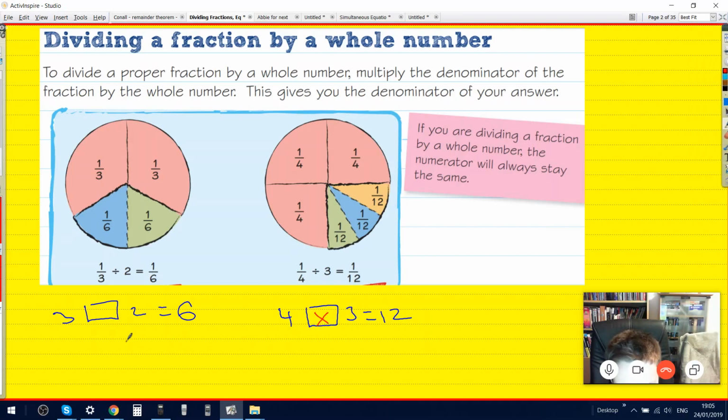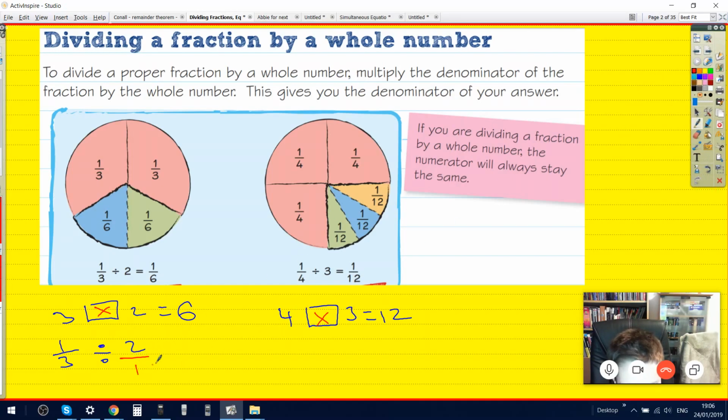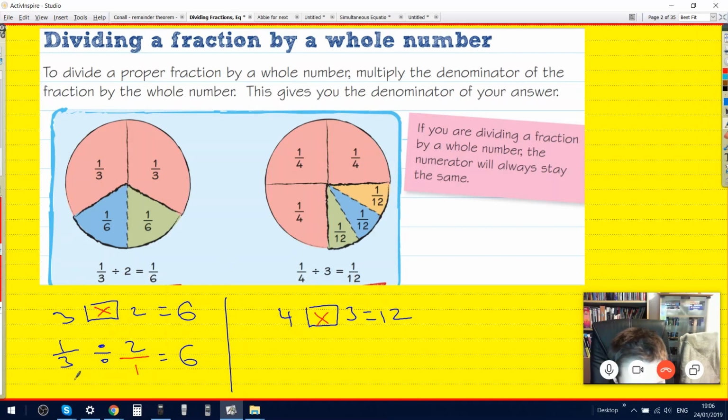Times. Yes. How about this one? Well, 3 times 2 is 6. Yes. What is 2 divided by 1? 2. And so 2 is the same as 2 over 1, 2 divided by 1, same thing. And so you can do a little thing that makes this easier called keep, change, flip. You keep the first fraction, you change divide to times, and you flip the second fraction. So dividing by 2 is the same as times a half. Okay. And you get 1/6, which is what we needed.